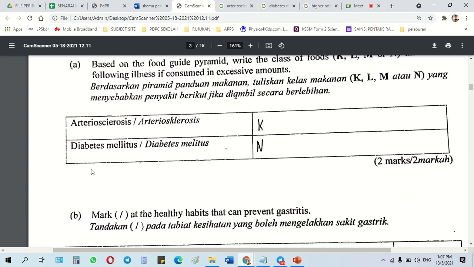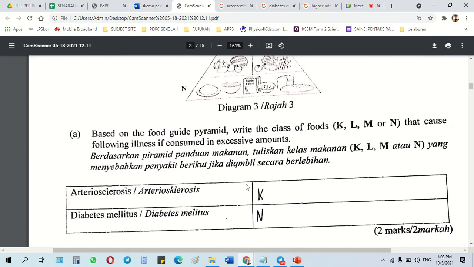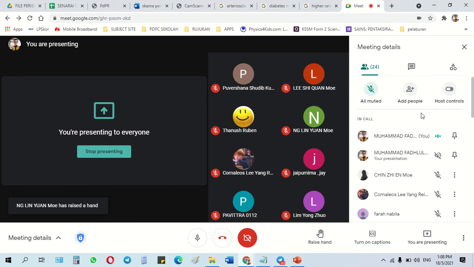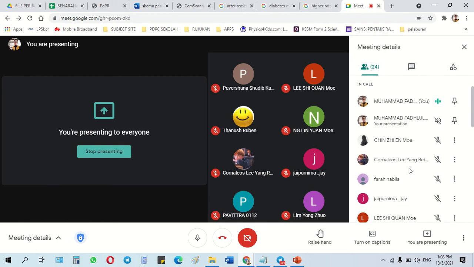Okay, and then diabetes mellitus. So diabetes mellitus ni because of sugar. Yang ni tadi kita specific. Okay, so ada soalan? Anyone?